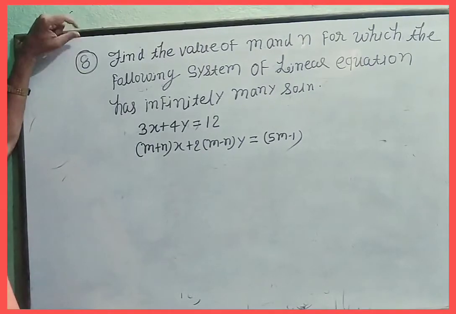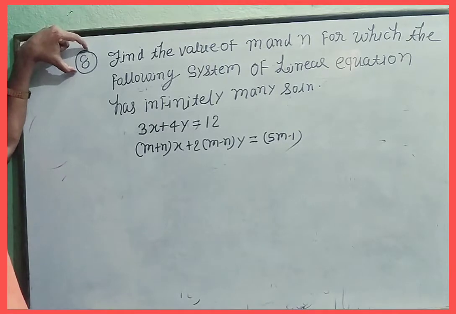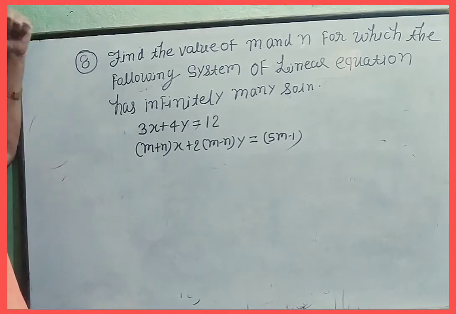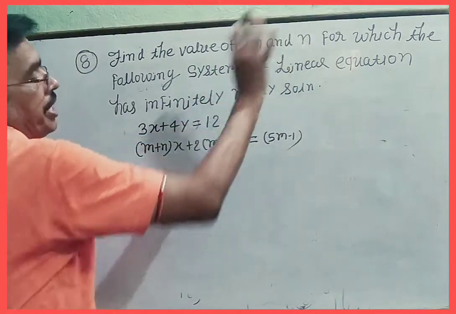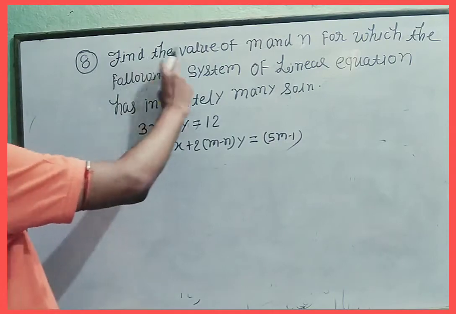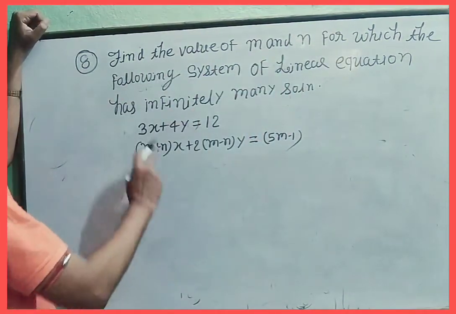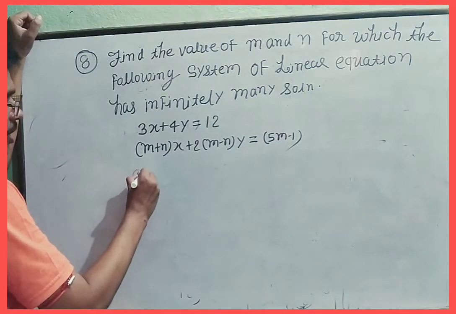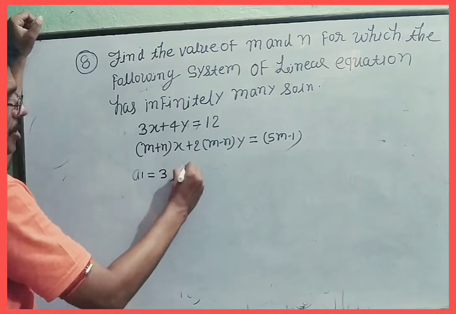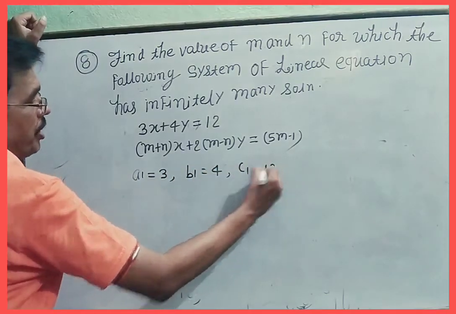Now see, this is the last question of today's session. This is question number 8, and the condition given is that it has many solutions, but there are two variable terms, you have to find m and n. So dear student, find the value of m and n for which the following system of linear equations has infinitely many solutions. So first we write a1: a1 is 3, b1 is 4 and c1 is 12.